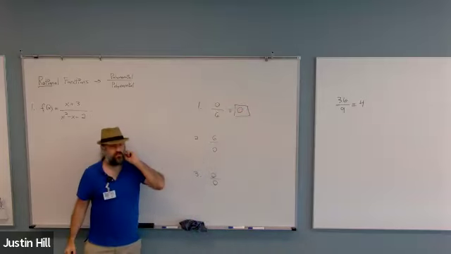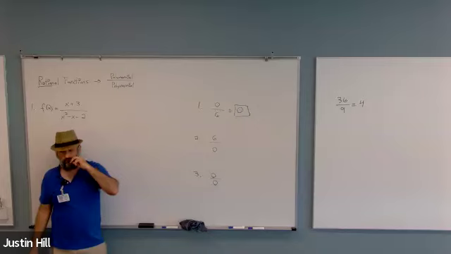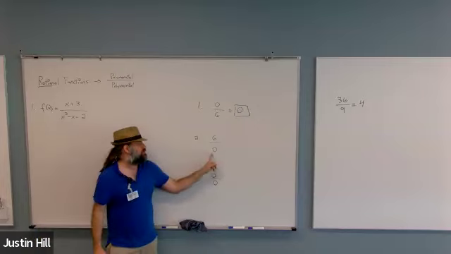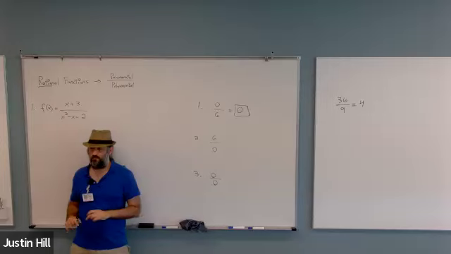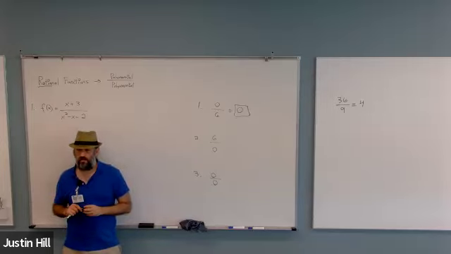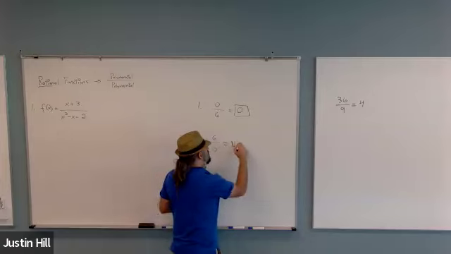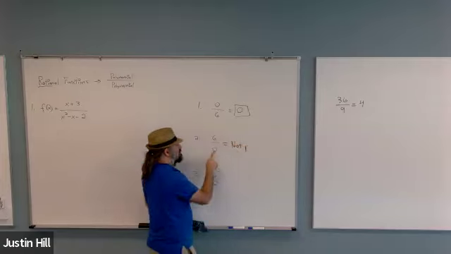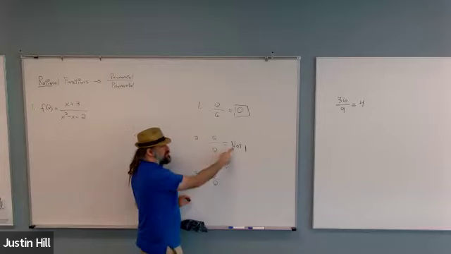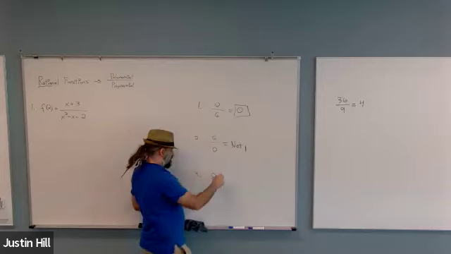Now what about 6 divided by 0? So 0 times what gives me 6? The fun thing about this is it's not possible, because when I ask myself 0 times what gives me 6, 0 times everything is 0. So this is actually not physically possible.